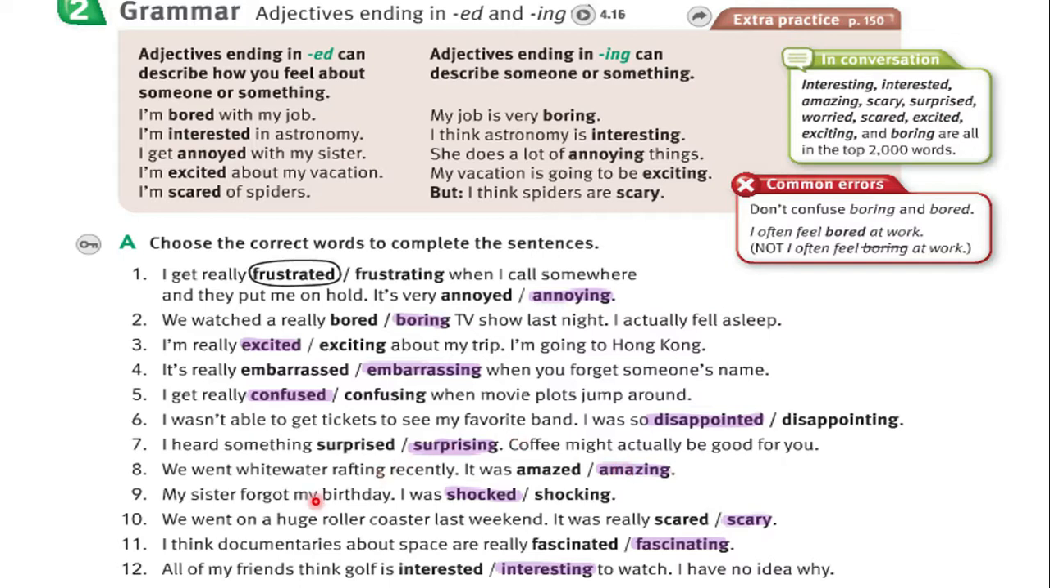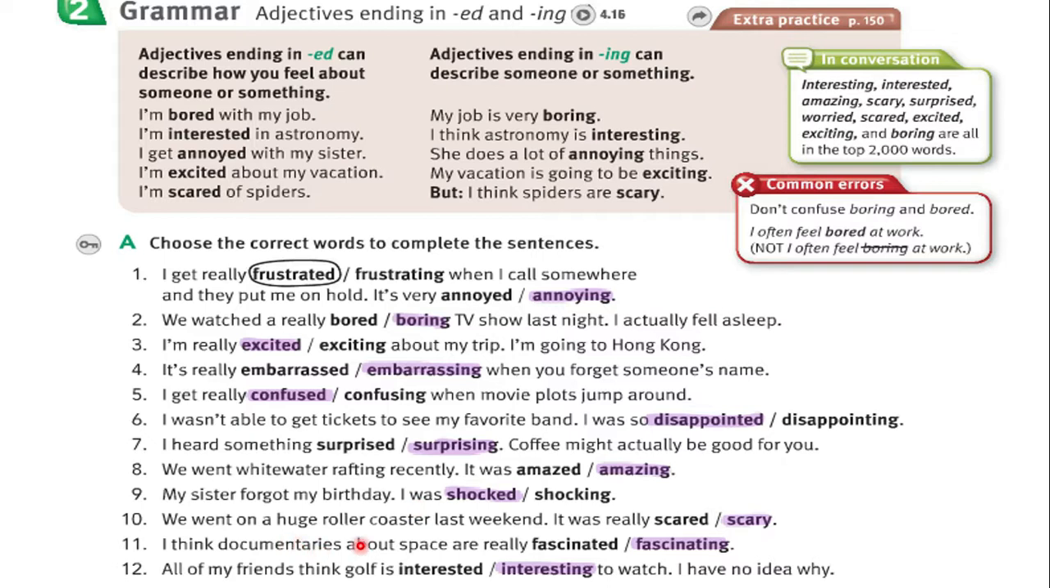My sister forgot my birthday. I was shocked. So this is how I felt. Yo me sentí decepcionada, impactada de que se haya olvidado de mi cumpleaños. We went on a huge roller coaster last weekend. It was really scary. Okay? I am describing the situation. Yeah? The roller coaster was scary and the situation was also scary.